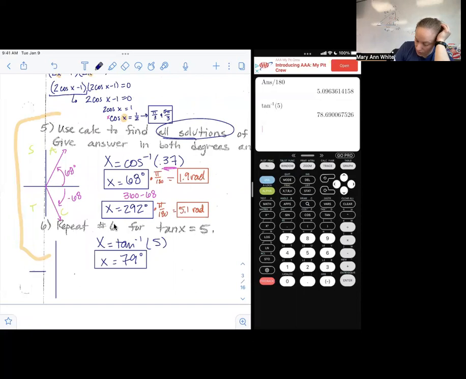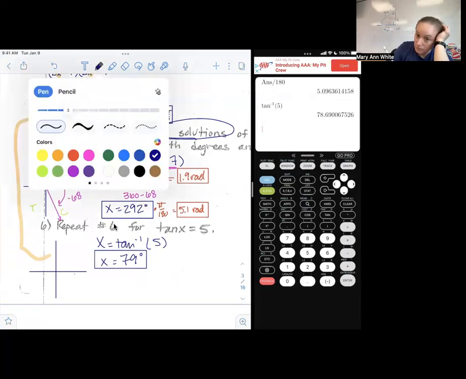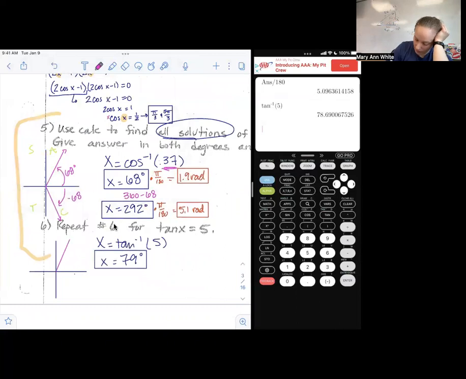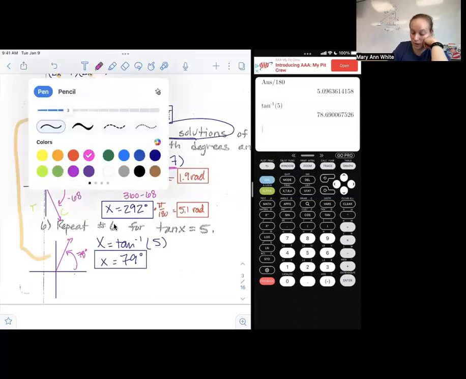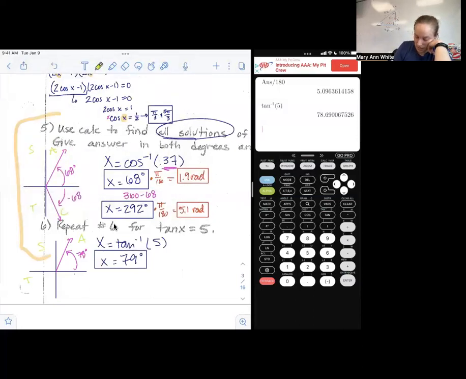The second part we need to do, though, is use our brains. 79 is probably like here-ish. So we got to use our bow tie angles, and we got to remember our all students take calculus. Sine or tangent is positive in what other quadrant? Quadrant 3. So I basically have this same bow tie angle in quadrant 3. However, this time I'm not going to do minus from 360. We are essentially going to 180, and then we're going to go 79 from that.